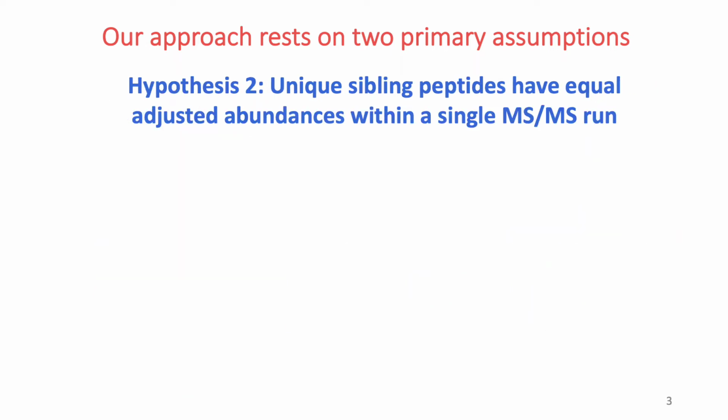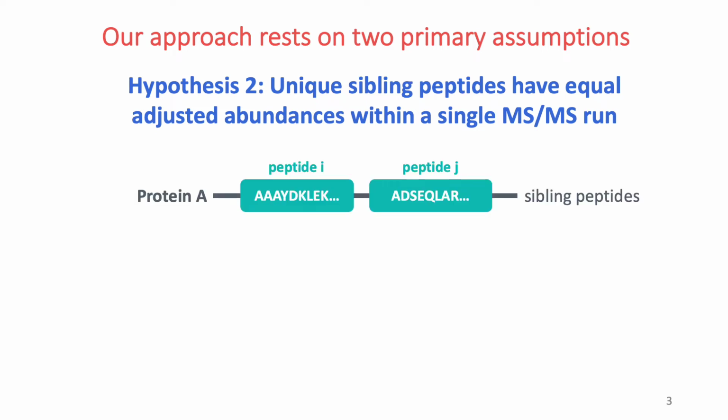We build our second assumption on the first one and assume that unique sibling peptides should have equal adjusted abundances within a single MSMS run. By unique sibling peptides, we mean peptides that occur exactly once in the protein database and that co-occur on a given protein. So our hypothesis 2 states that for run k and sibling peptides i and j, alpha_ik should be equal to alpha_jk, which are the adjusted abundances.